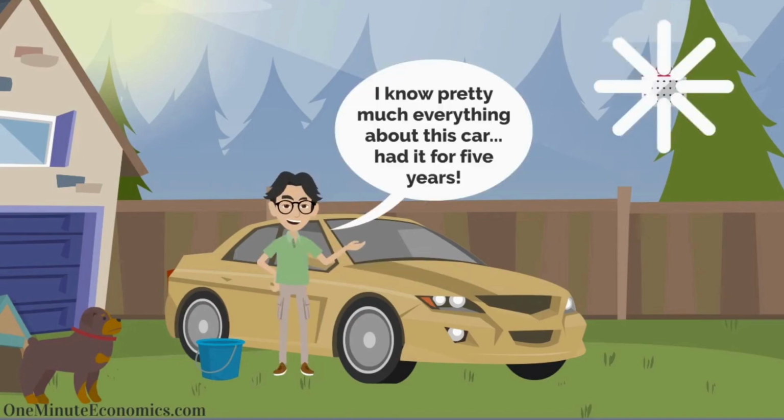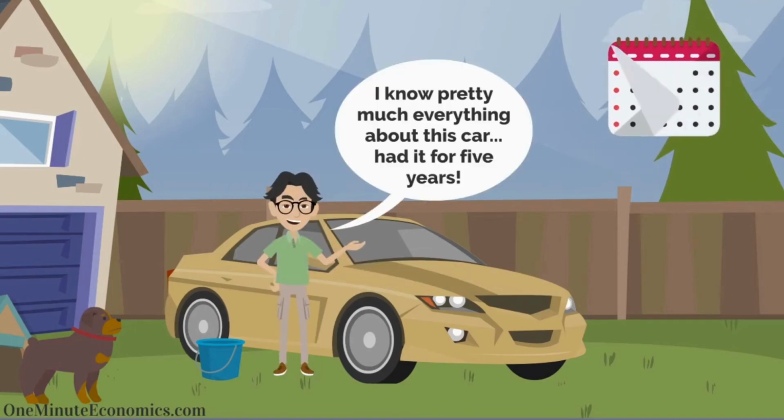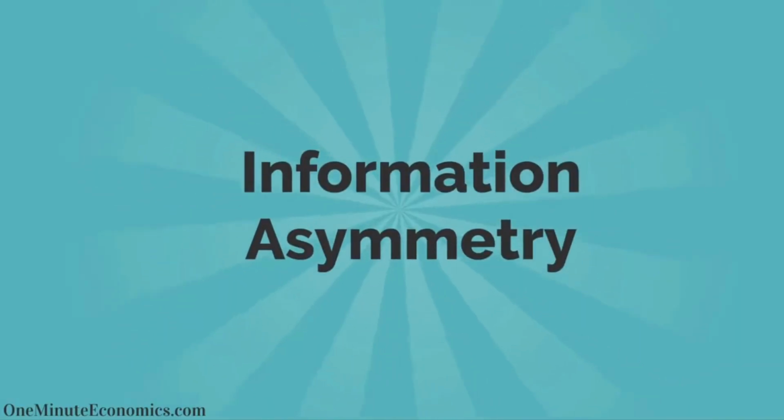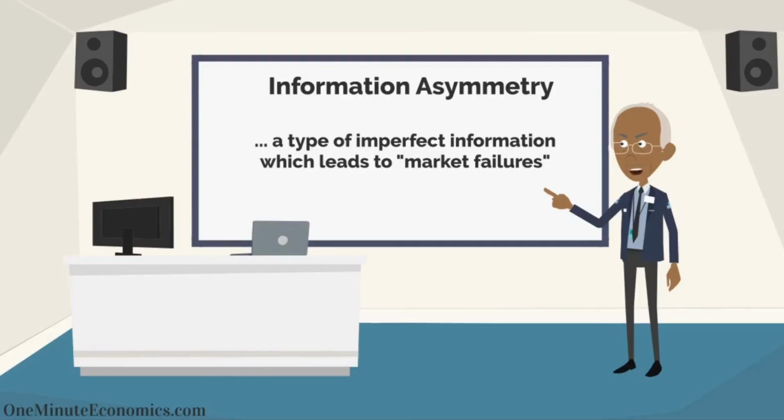Unfortunately for Bill, each seller knows how good or bad his car is because he's had it for enough time to figure this out. Bill, however, doesn't, and this is a case of information asymmetry, a type of imperfect information which leads to quote-unquote market failures, as some economists call them.